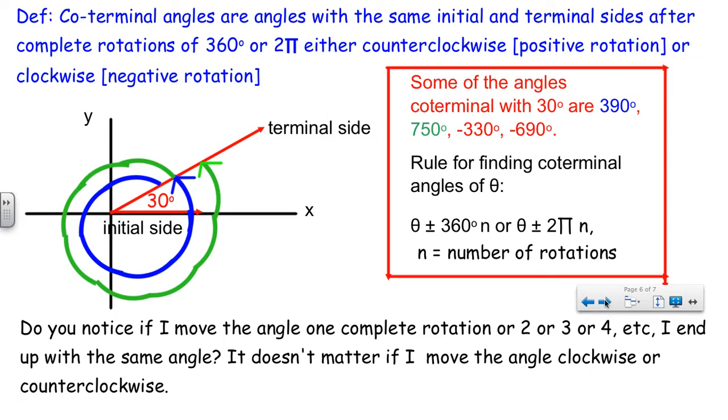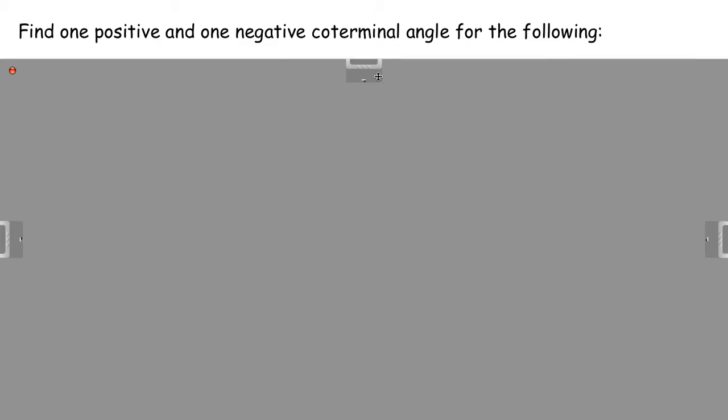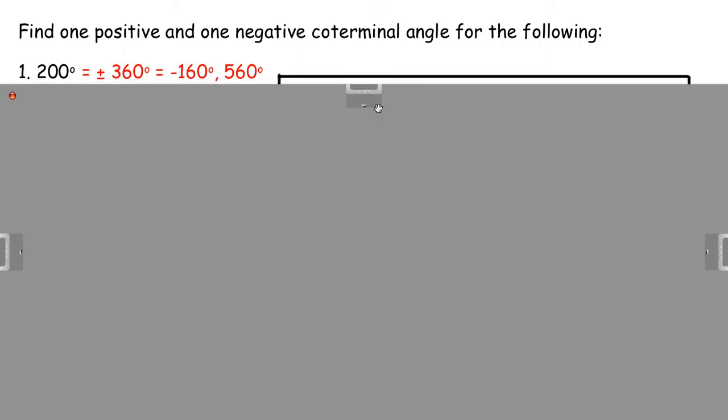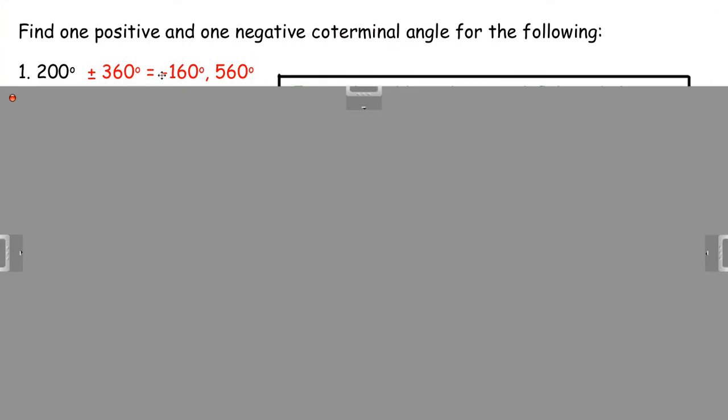So let's go look at this guy, and again, it's really confusing. So let's go through one at a time. All right, so I want to find one positive and one negative coterminal angle for the following. So I've got 220 degrees. But what I want to do is add and subtract 360. If I add 360 to 200, I get 560. If I subtract 360 from 200, I get negative 160. So that's my negative, and there's my positive.